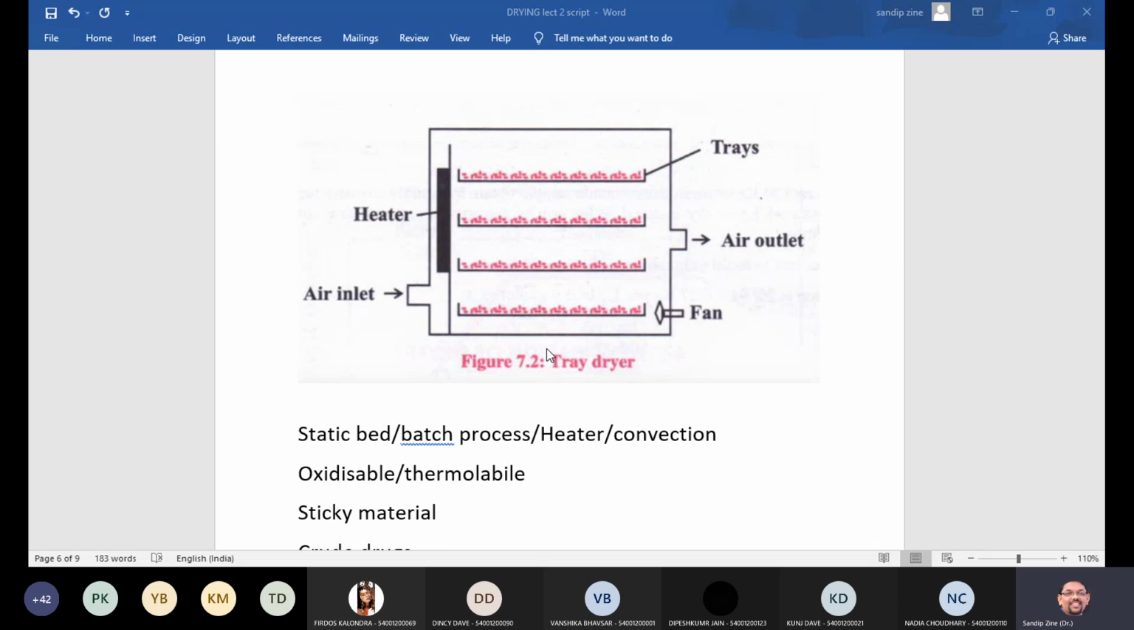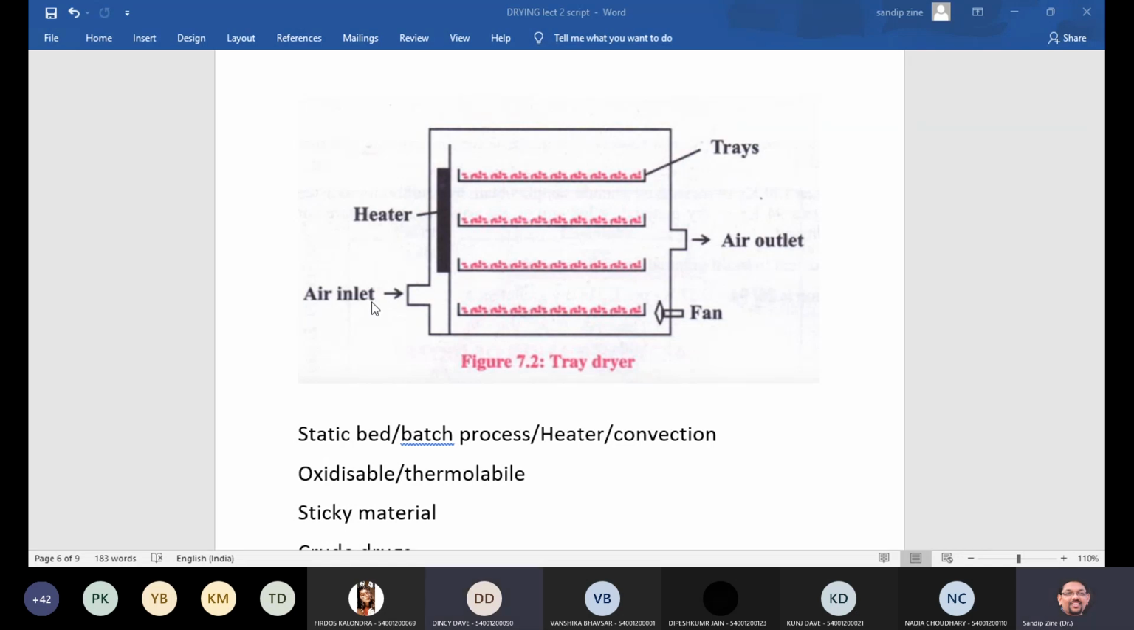Are you getting this point? Whatever hot air gets generated over here, for circulation of that hot air through this particular wet solid, for that purpose we have installed the fan in a tray dryer. Clear this point? Okay, sir.